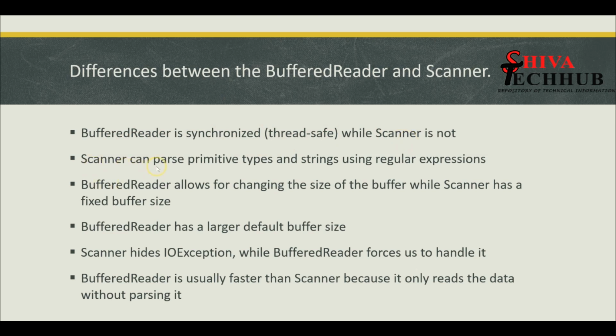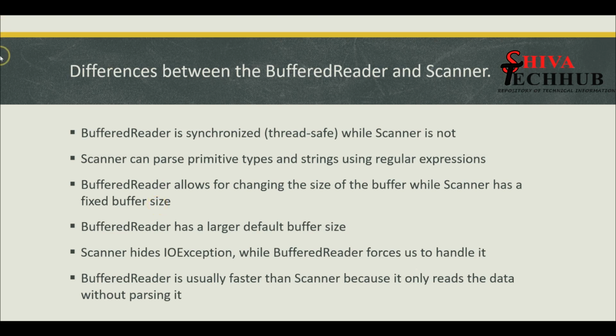Now, Scanner can parse primitive types and strings using regular expressions. This we have already seen in the previous slide. This is the difference between Scanner and BufferedReader. Scanner parses the primitive types and strings using regular expressions, whereas BufferedReader allows changing the size of the buffer. Buffer is nothing but memory, and Scanner has a fixed buffer size. So whenever you are specifying an input, the memory allocated in that particular buffer will be fixed for Scanner, whereas for BufferedReader it can be changed.